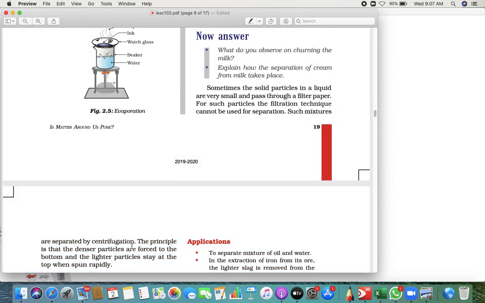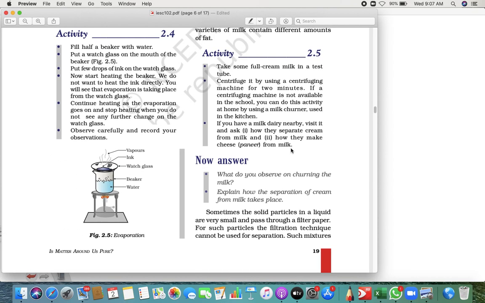And what is the centrifugation process? What they do is, they take the milk and churn it so hard. Now we do not have a centrifugation machine at home. So for that, we used to use a milk churner. Remember the way we used to remove that cheese? For that, we used to churn the milk at very high speed.